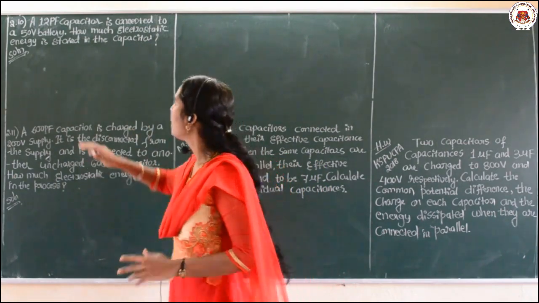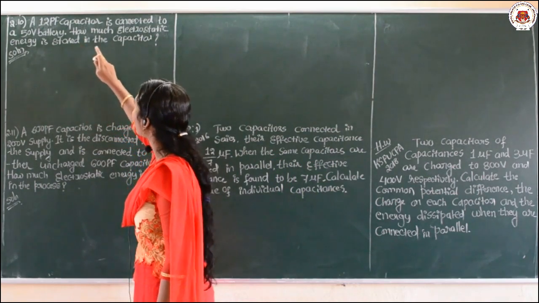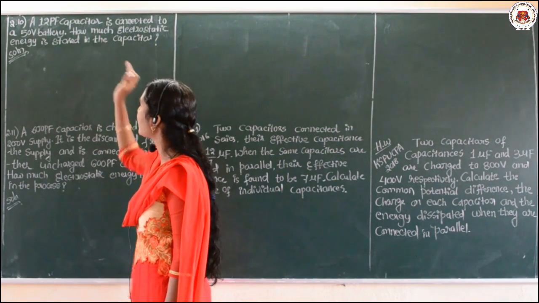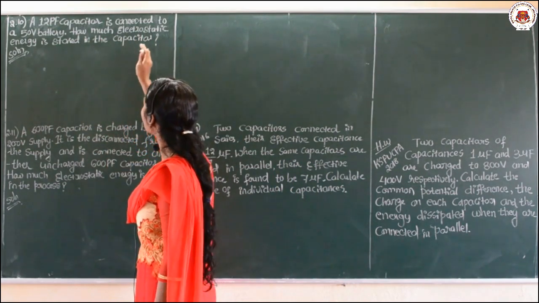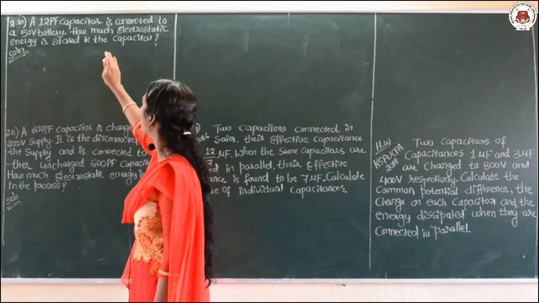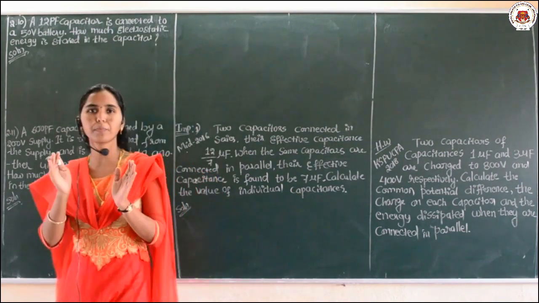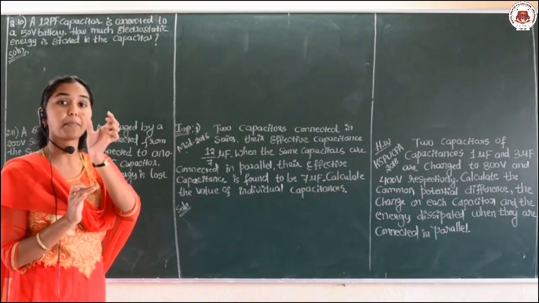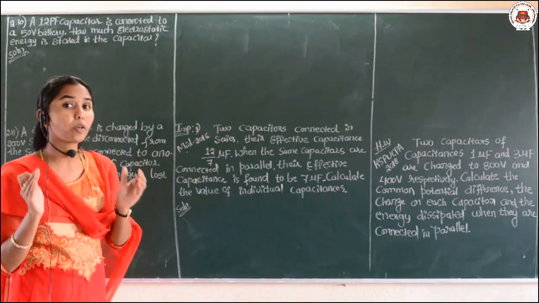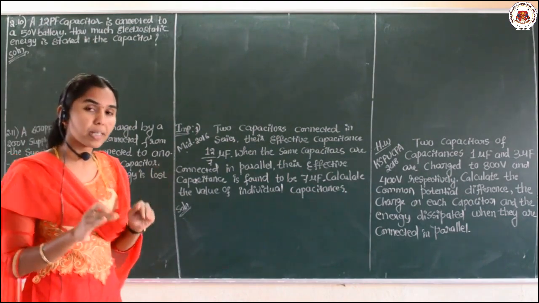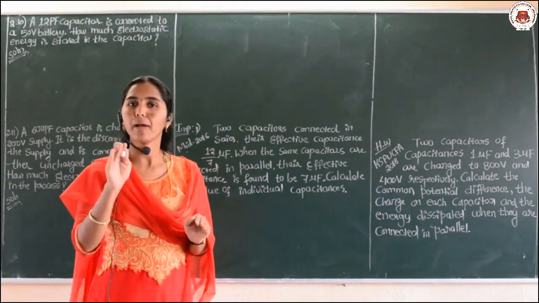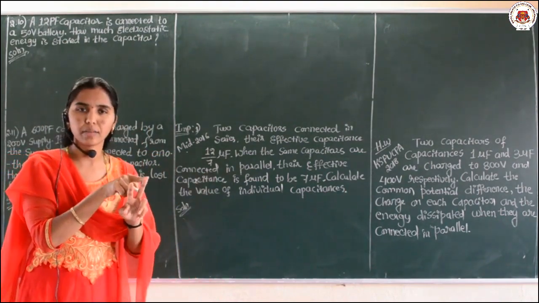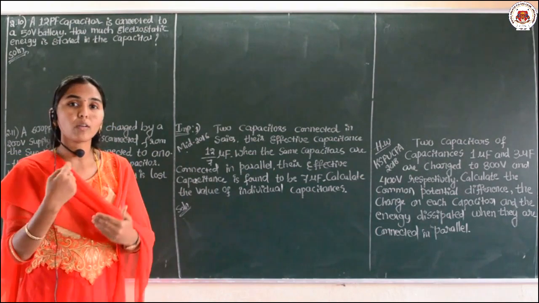A 12 picofarad capacitor is connected to a 50 volt battery. How much electrostatic energy is stored in the capacitor? Very simple numerical it is, right? The capacitance is given, that is 12 picofarad, and that capacitor is connected to a battery of 50 volt. Then C is given, V is given.